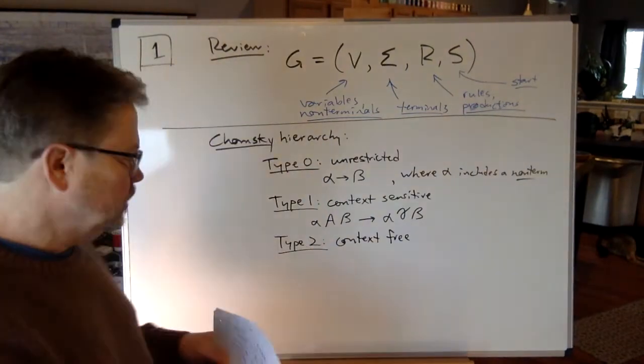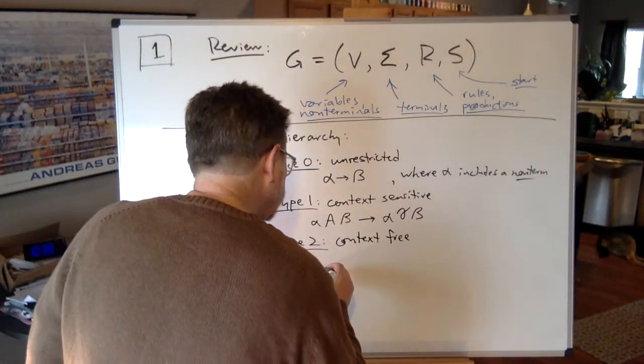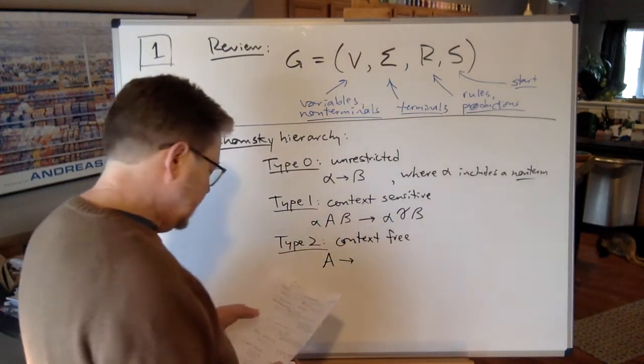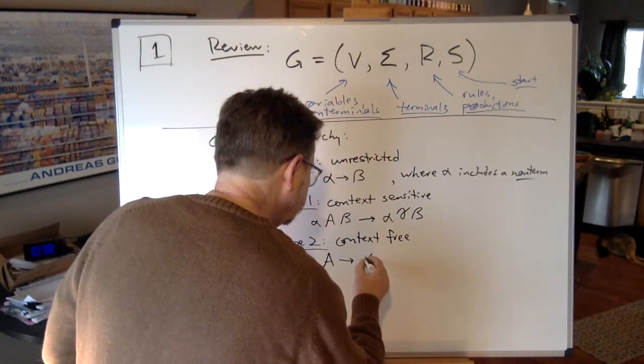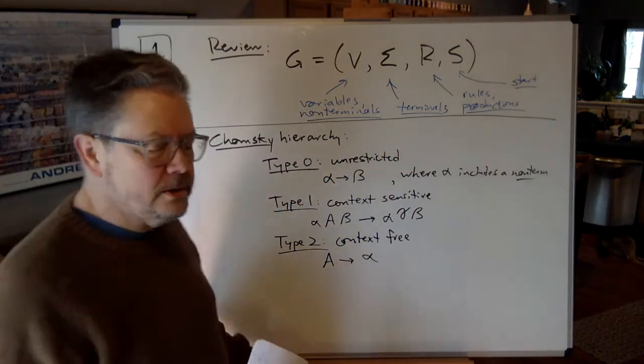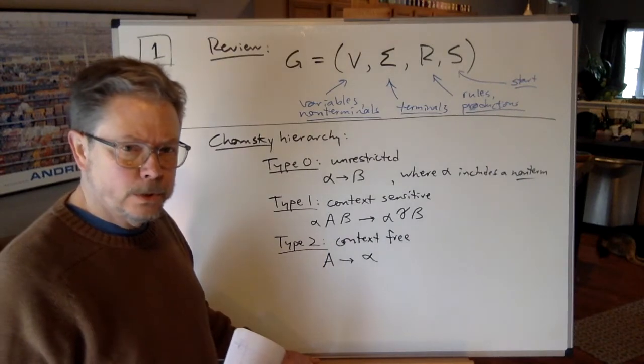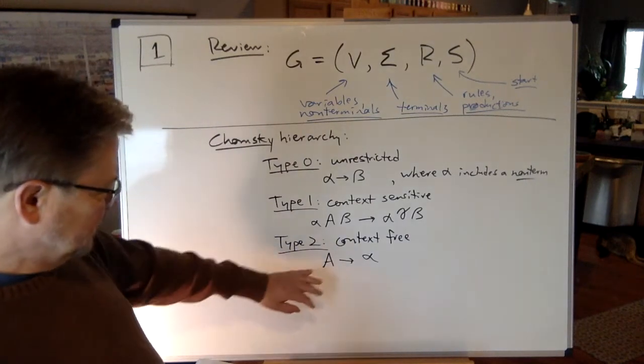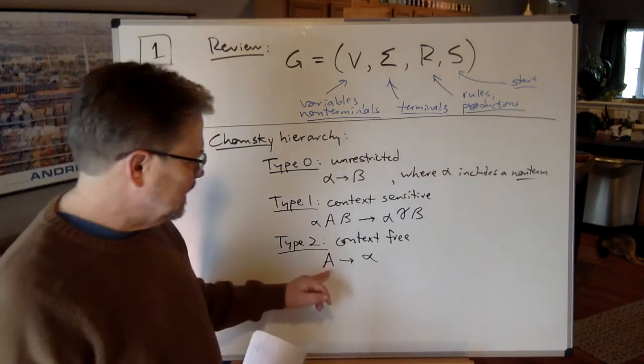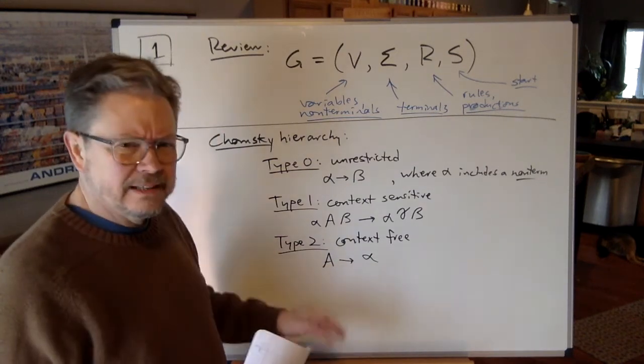Poof, context went away. Context-free productions look like this. Capital A can go to alpha, where alpha is any string of terminals and non-terminals. And you might say, well, that's very restrictive. I can only replace A if there's nothing around it. That's not true at all.